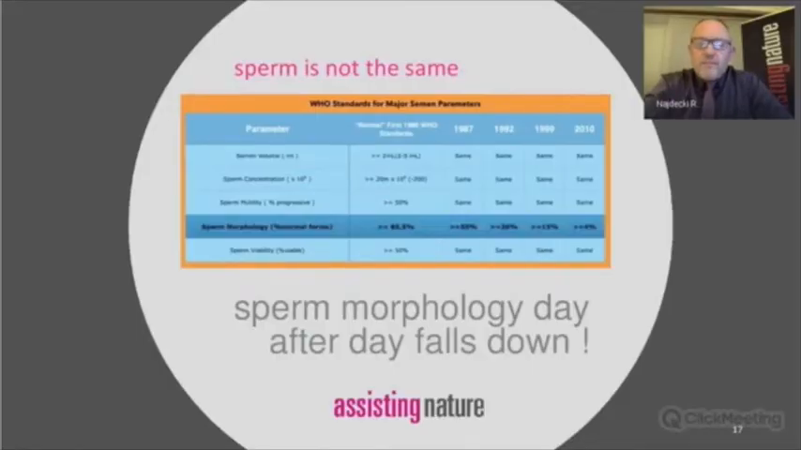But what about the sperm? The sperm is not the same in every case. Sperm morphology, unfortunately, day after day falls down.